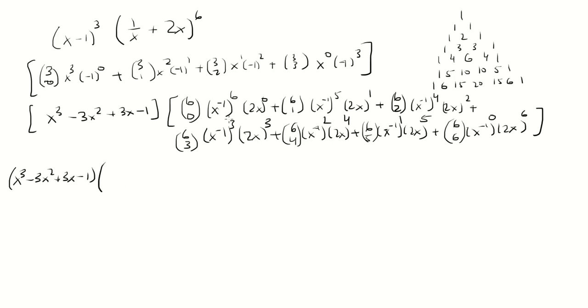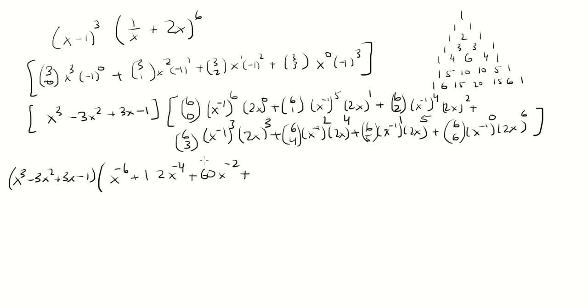Okay, and then we start. So 6 choose 0 is 1. 2x to the 0 is 1, and then that's x to the negative 6. And then plus 6 choose 1 is 6 times 2 is 12. And then we have x to the negative 5 times x is x to the negative 4. Plus 6 choose 2, that's 15, times 4 is 60, x to the negative second.